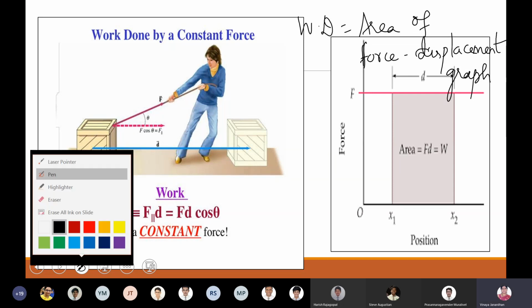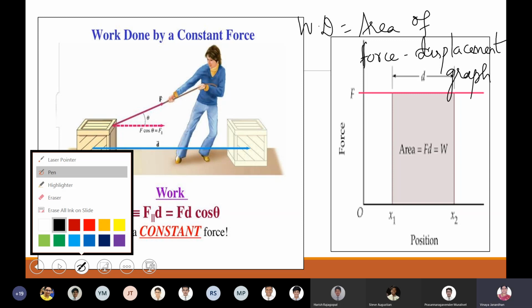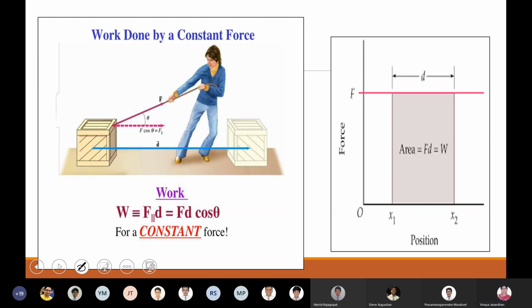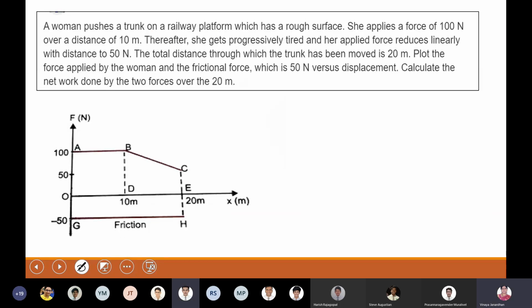Completed? Shall I move on to the next one? The textbook question, please copy down the question and the graph. Actually, you need to plot the graph, but I'm giving you the graph itself. The question is about plotting the graph, but still let the graph be given, then we'll analyze this. Write down the question, boys.